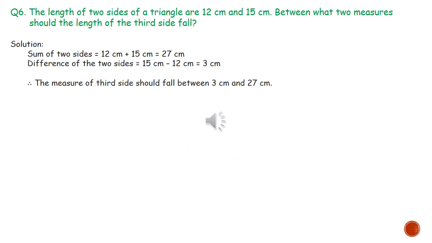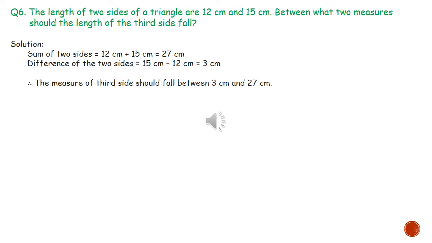Next is sixth sum. The length of two sides of a triangle are 12 centimeter and 15 centimeter. Between what two measures should the length of the third side fall? Sum of two sides is equal to 12 centimeter plus 15 centimeter, that is 27 centimeter. So sum of any two sides must be greater than the third side. So the third side has to be less than 27 centimeter.